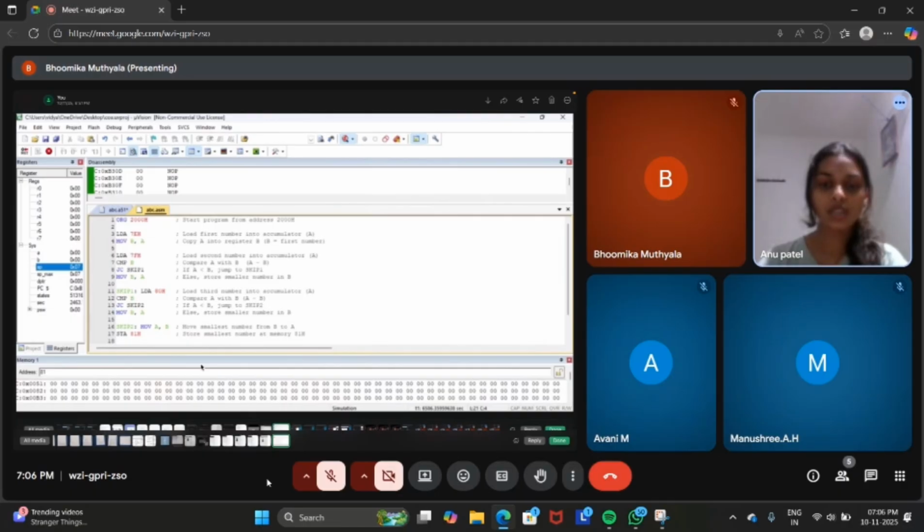The program then halts using the HLT instruction. Result: the smallest number among the three values from 7EH, 7FH, and 80H is stored at memory address 81H.